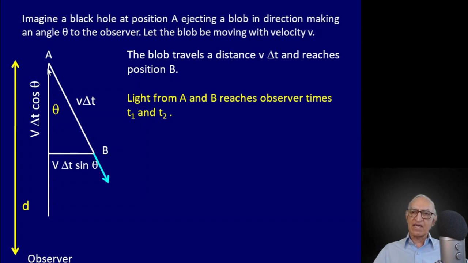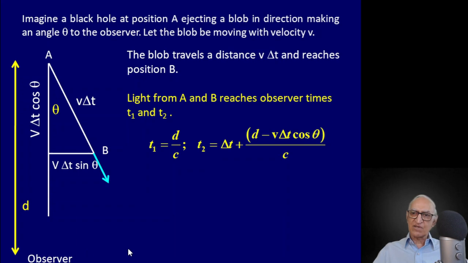Light from A and B reaches the observer at time t1 and time t2, which are given by this simple formula. t1 is d by c, where d is the distance of the black hole. And t2, when the blob is over here, the light from the blob reaching us at that time is t2, which is delta t.